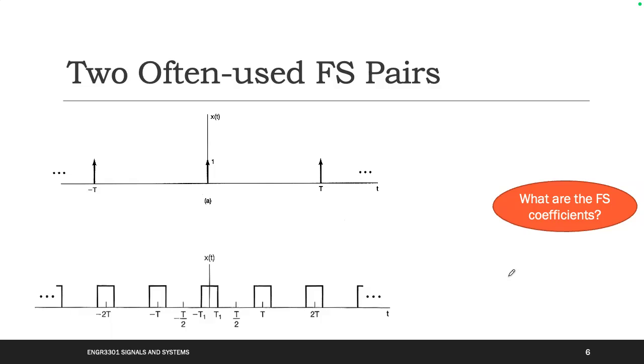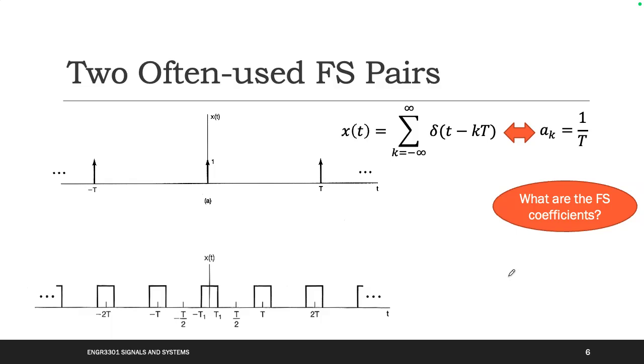What are the FS coefficients for those 2 signals? Do you remember? For the first one, this is just a signal representation. And the FS coefficient, do you remember? It is 1 over T. And how can you get this? You just use the equation, the signal analysis equation. We have already proved that, but if you forgot it, you can review.